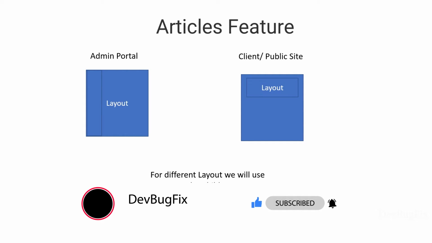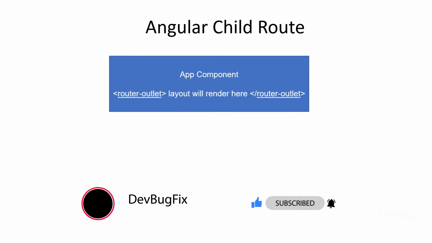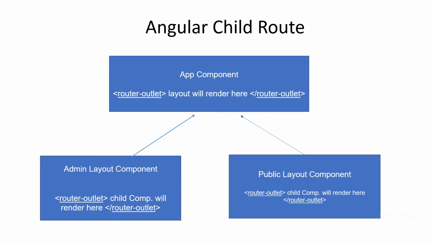For different layout, we will use Angular child route. From app component, we will remove navbar or horizontal menus. App component will have only one tag, router outlet. I will create two Angular components and they will be known as admin layout component and public layout component. They will have a navigation bar and router outlet tag. So now admin component will render in admin layout component and public component will render in public layout component. Previously they rendered in app component.